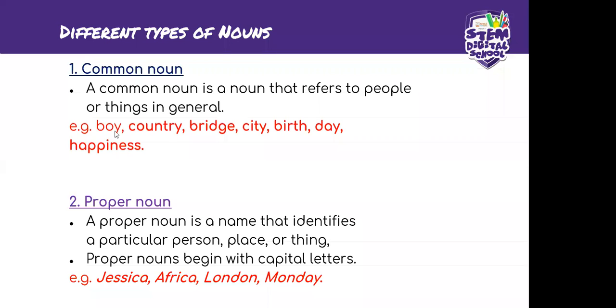If I give this boy a name, let us say John, then the name John is a proper noun. We will use a capital letter for that. If I mention a specific country, I can say South Africa, which will be a proper noun. I can say the London Bridge, Nelson Mandela Bridge, so it will be written in capital letters. For a city, I can say Pretoria, written with a capital letter P. For a day, I can say Monday.